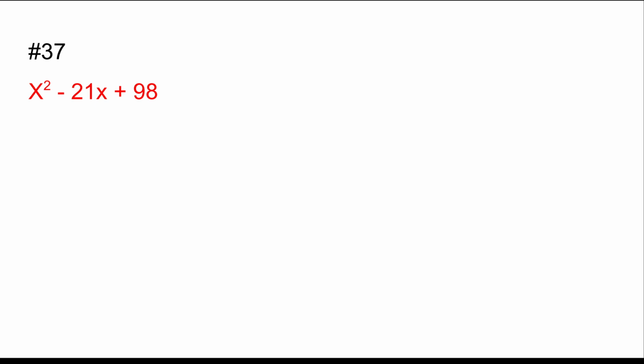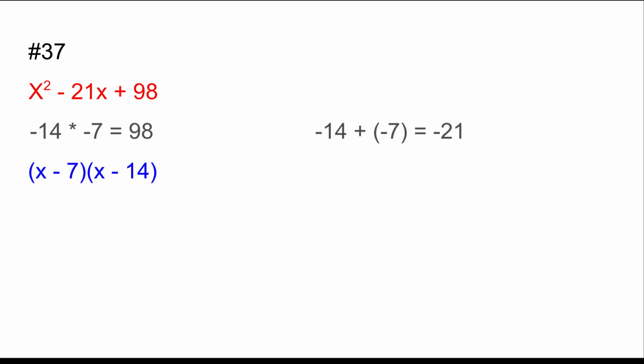37. X squared minus 21x plus 98. So 98, this one you probably don't know off the top of your head, so you have to use your calculator. 98 divided by 2, yes, that's an even number, and then you can just keep guessing and checking until you find two numbers that add to negative 21. If you keep doing that, you'll find negative 14 times negative 7. Those are two negative numbers that multiply for a positive 98, and a negative plus a negative gives us a greater negative, negative 21. So our numbers are negative 7 and negative 14. So x minus 7 times x minus 14.